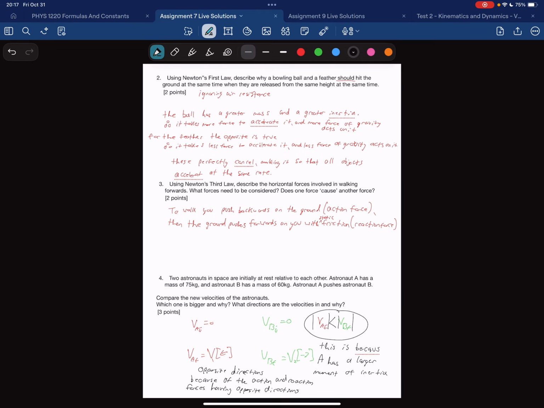Question 2 was Newton's first law. Question 3 was Newton's third law. 4 was Newton's first law and Newton's third law. So some concept questions, 2, 3, and 4.